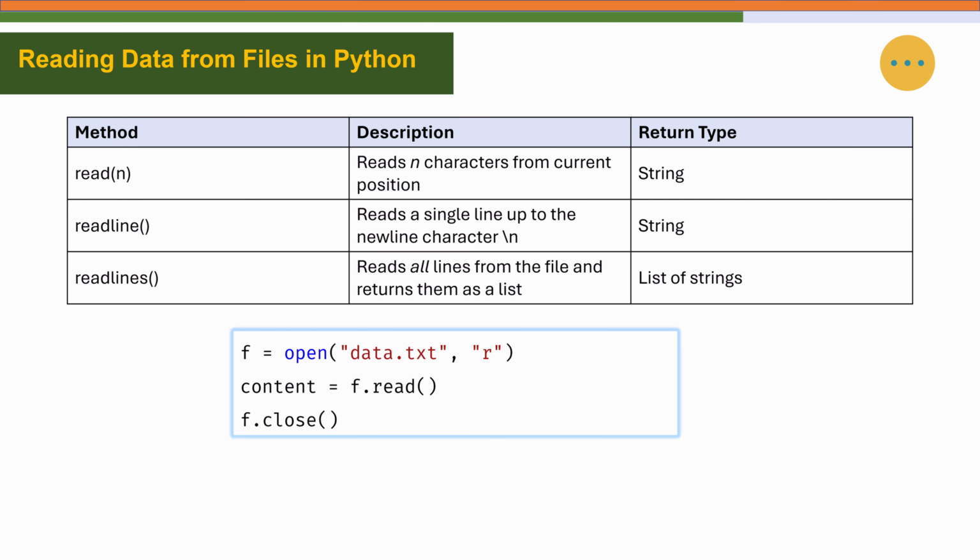The readlines method reads all the remaining lines from the file and returns them as a list, where each element represents one line of text including the newline character at the end. These methods make file reading very flexible. You can read just what you need, whether a few characters, a single line or the entire file.